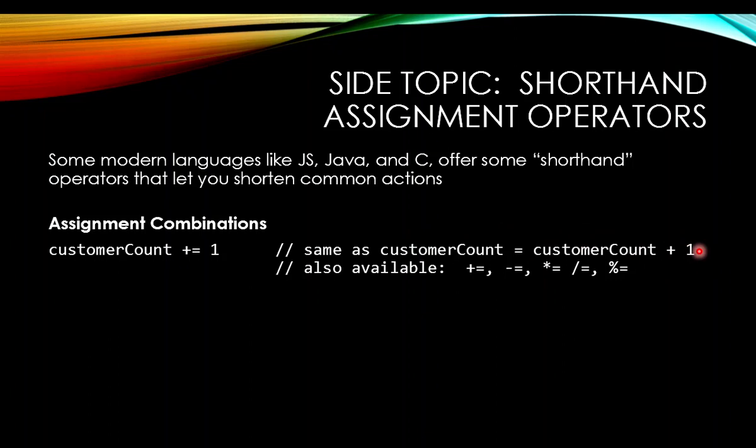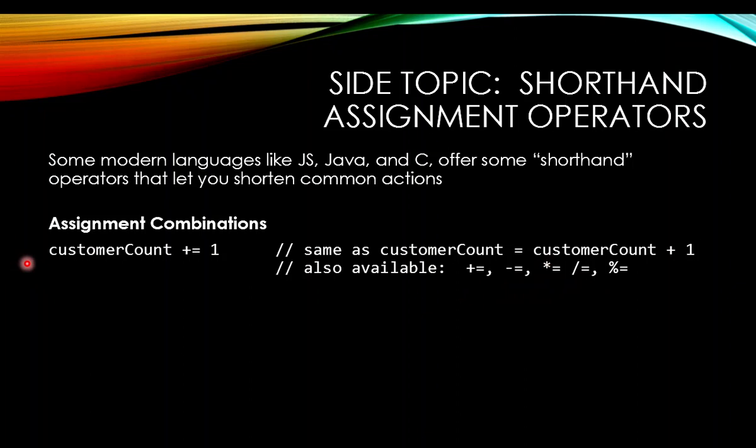So there is a shorthand operator that you can use that looks like this. You can say plus equals. So if you say customer count plus equals 1, that's the same as saying customer count equals customer count plus 1. It's just so common that they made a special operator for it. This is a shorthand operator. There's also plus equals, minus equals, times equals, divided equals, and remainder equals, right? Because they are so common. So you have all these shorthand operators, which are very nice.